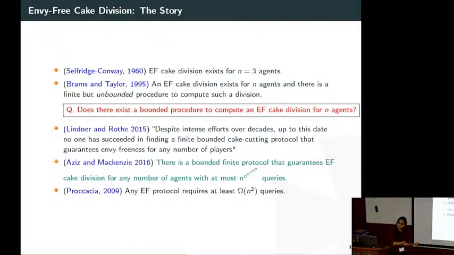The oracle model is where you have two kinds of queries: the evaluate query and the cut query. Evaluate just asks what is the value that you give to this subinterval, and cut is where do you cut the cake so that you derive this much value out of it. With these two queries, you can model all these n equal to 3 protocols that I mentioned in the Robertson-Webb model, and get polynomial time bounded queries.